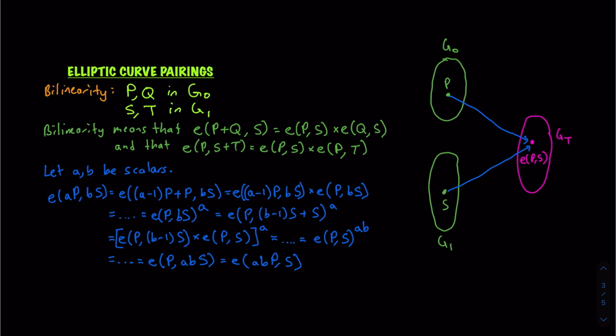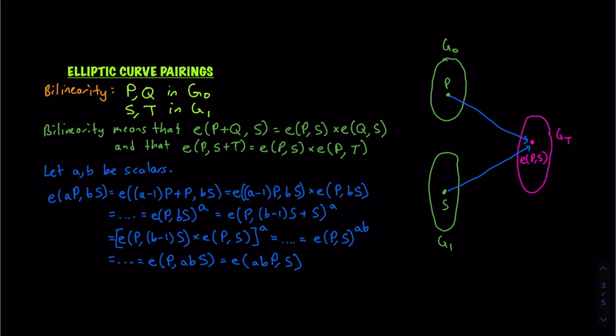The second property is non-degeneracy, which is really there just to prevent an edge case. It's basically saying that E needs to map these points in G0 and G1 to a scalar in GT that generates the whole group GT. Imagine that we created E such that E of any 2 points P and S equals 1. Then of course bilinearity would hold, since E of P, S is 1. But is this useful to us? Not really. So in this case, we wouldn't consider E a pairing. E would be degenerate in this case.